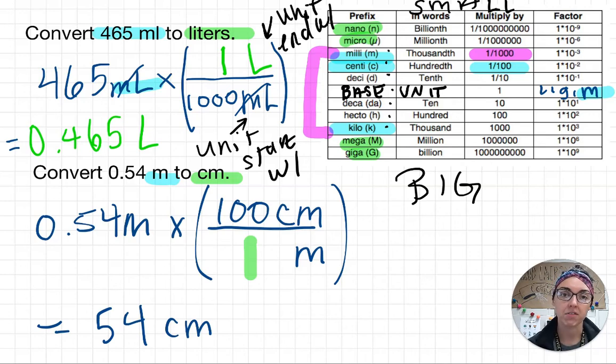And always do yourself a little check. Okay, that's half a meter. So that makes sense that there'd be a lot of centimeters in half a meter. All right, that number checks out. So that's how you do a basic metric conversion between a prefix unit and a base unit.